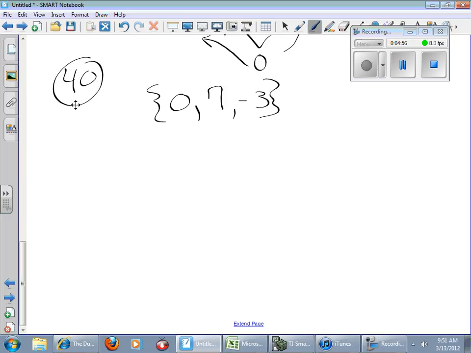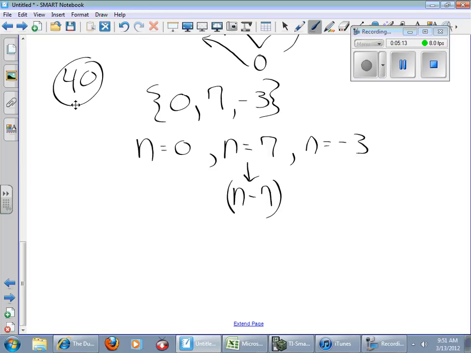Well, work backwards. We know that n equals 0, n equals 7, or n equals -3, which implies that this is n minus 7, this is n plus 3, and this one's just a plain old n.